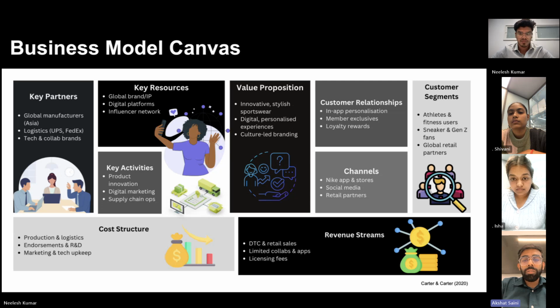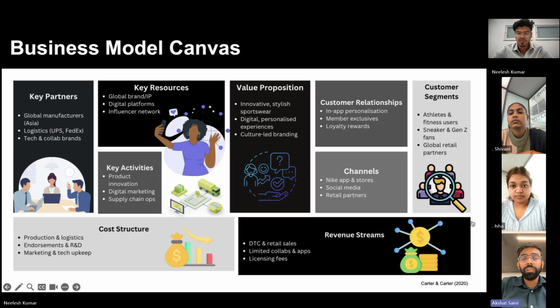And this slide breaks down how Nike creates and delivers value using the business model canvas. Nike partners with global manufacturers, tech platforms, and athletes to bring its products and experiences to life. Its main value lies in innovative design, strong branding, and personalized digital engagement. It targets a wide consumer base, from athletes to sneaker fans, through channels like apps, stores, and retail partners. Key resources include its global brand, digital platforms, and supply chain network. And the business runs on high investment in marketing, production, and R&D, while the revenue generally comes from direct sales, retail partners, and exclusive drops.